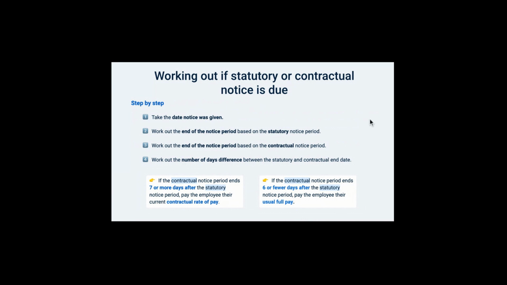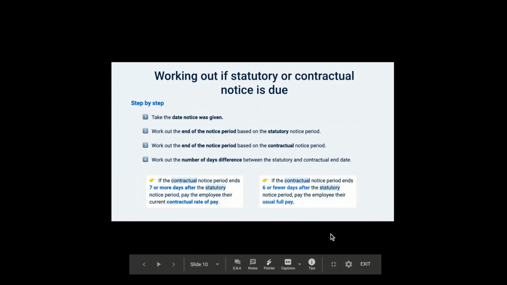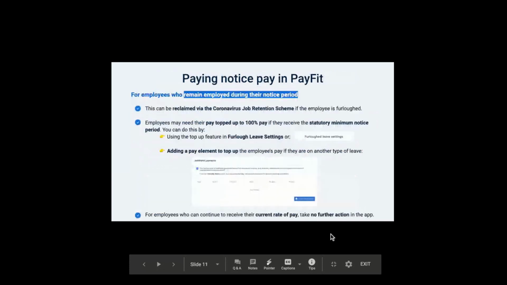Now, if you are unsure about what the employee is entitled to for their statutory minimum notice period, the PayFit app will tell you what this date is and how long the employee is entitled to as a statutory minimum in the termination screen in the PayFit app.